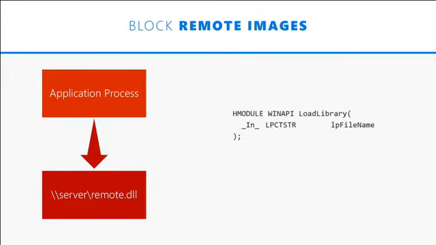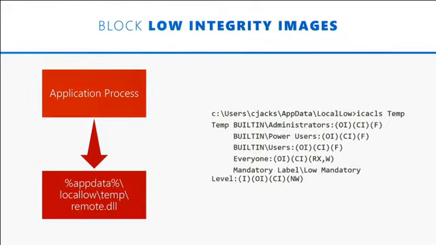I can block remote images, application by application. So a remote image is where I'm trying to load a DLL, and that DLL is coming from a network share or coming from an HTTP destination. That's allowed by Windows. This will block it. So the load library API will no longer call it at all. Or similarly, I can block low integrity images.